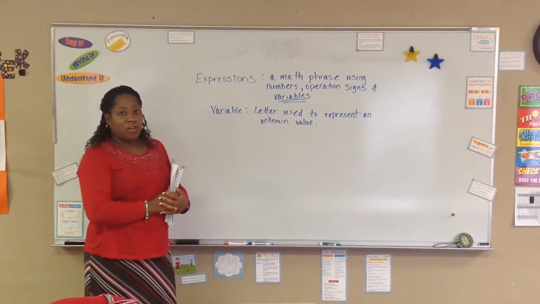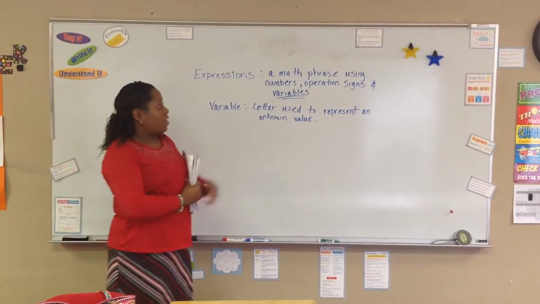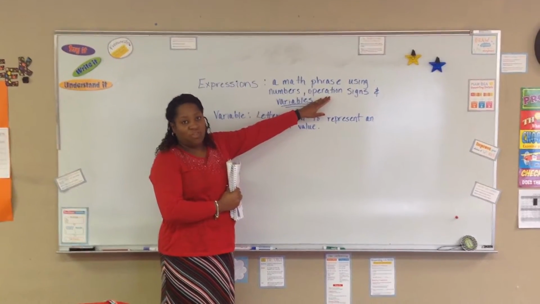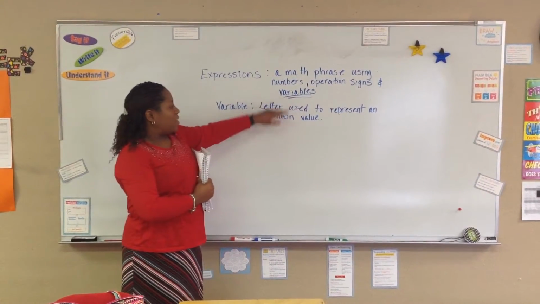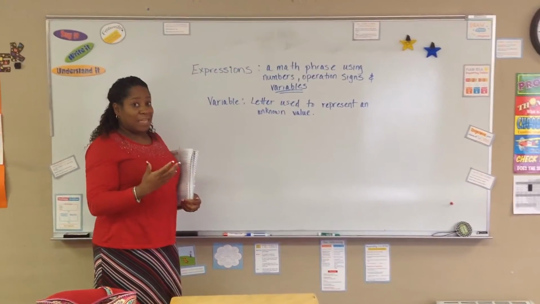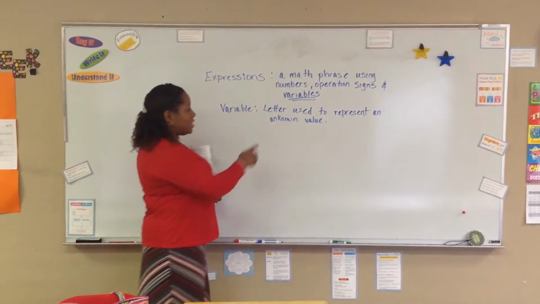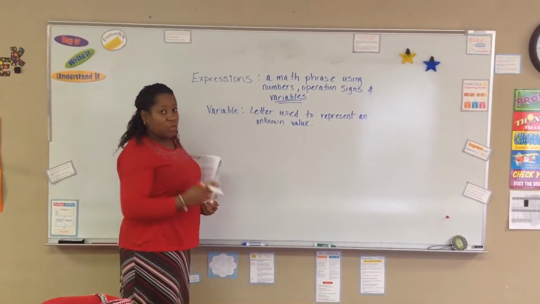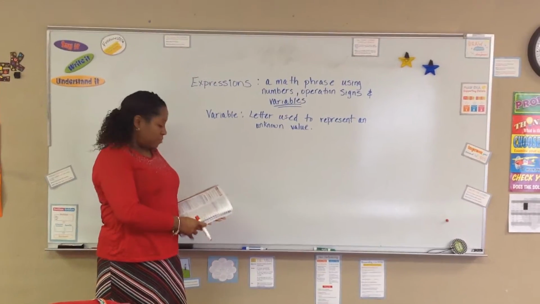Okay, numbers are all the digits 0 to 9. Your operation signs would be addition and subtraction, multiplication, division. And then what's a variable? A variable is the letter you sometimes see in a math problem. It's a letter that we use to represent a value we don't know, something that is unknown.